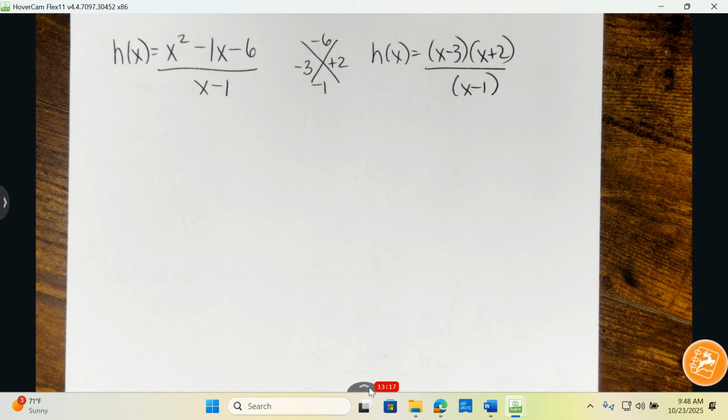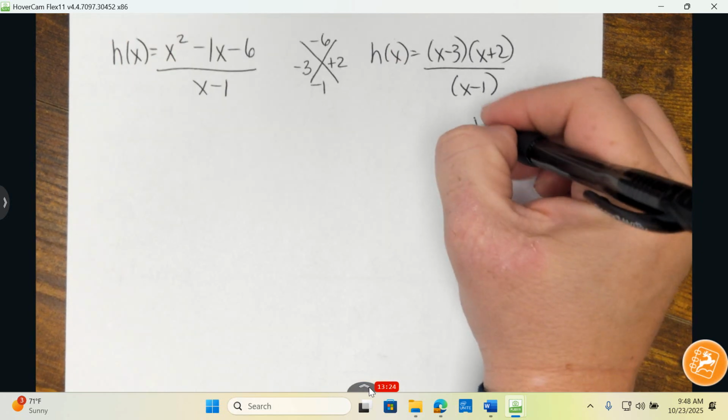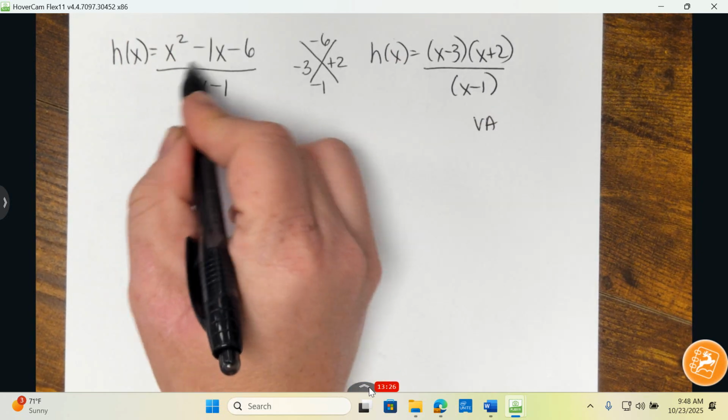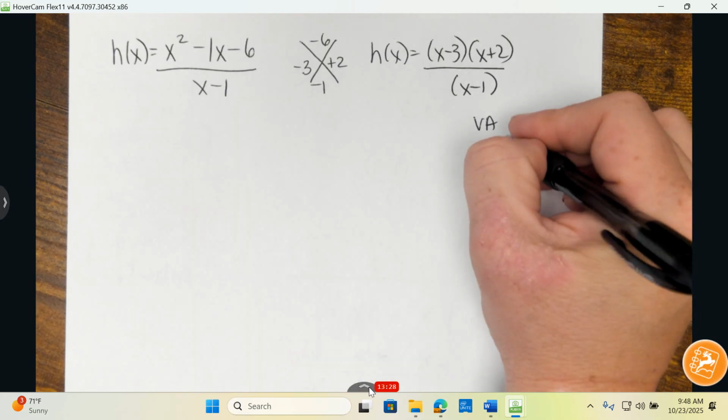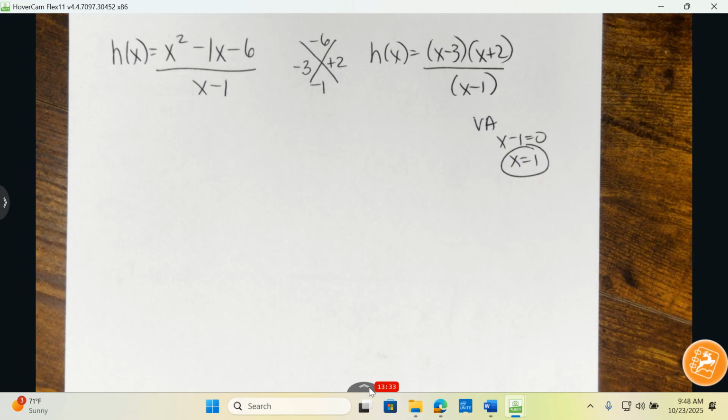Okay, so next we're going to go back to finding the horizontal or the vertical asymptotes. That's one of the things we have to do. Okay, you ready? Let's start with the vertical asymptote. Because we see a variable in the denominator, I'm going to take x minus 1, set it equal to 0, and when I solve, I get the equation x equals 1.